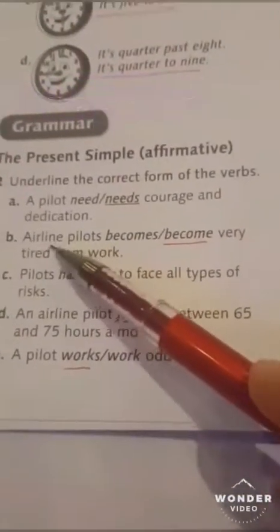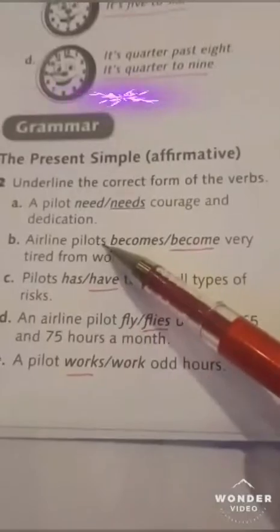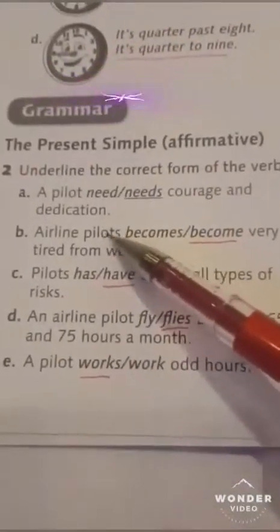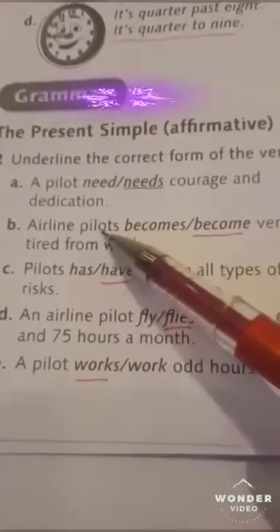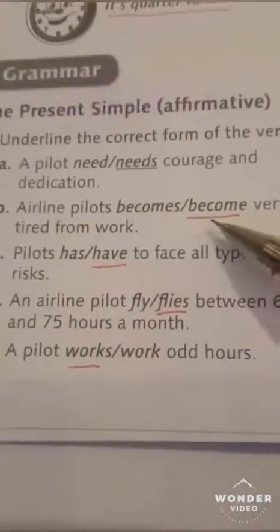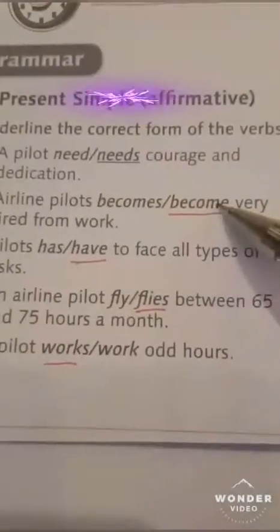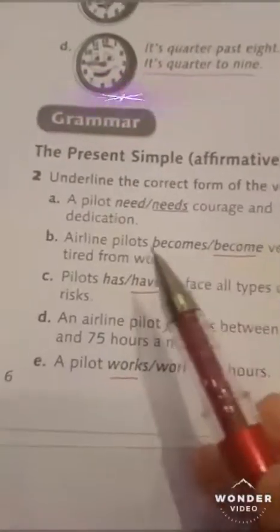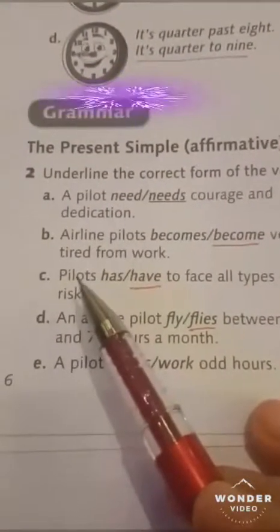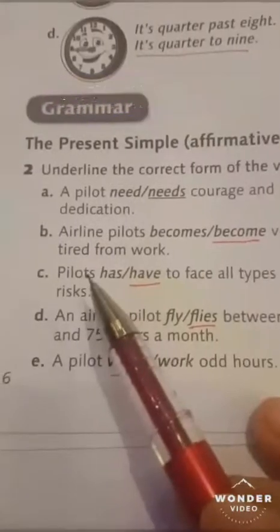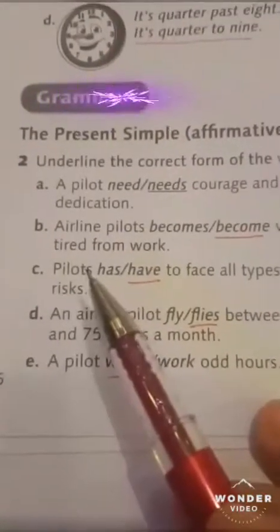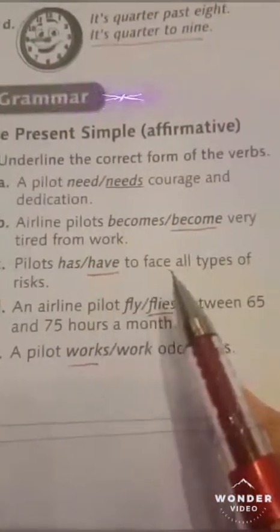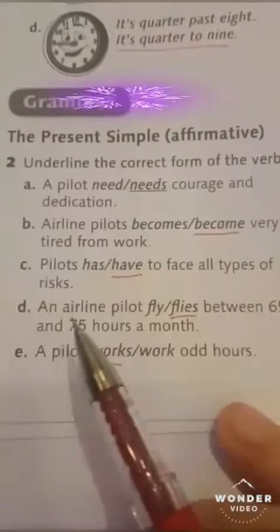Number B, airline pilots. Let's see the subject here. It is what? Plural subject. So when we have a plural subject, we don't add S. So becomes or become very tired from work. Let's see number C. Pilots is a plural noun. So what do we use? Has or have? Yes, have. Pilots have to face all types of risks.